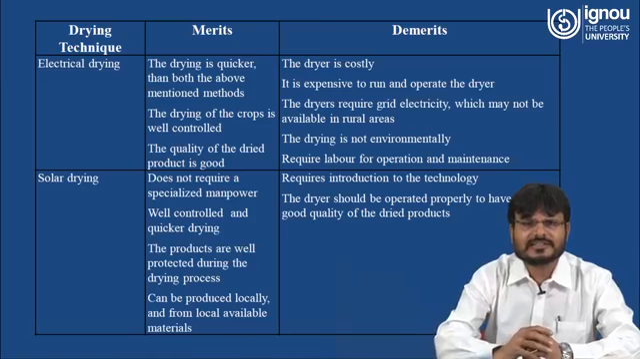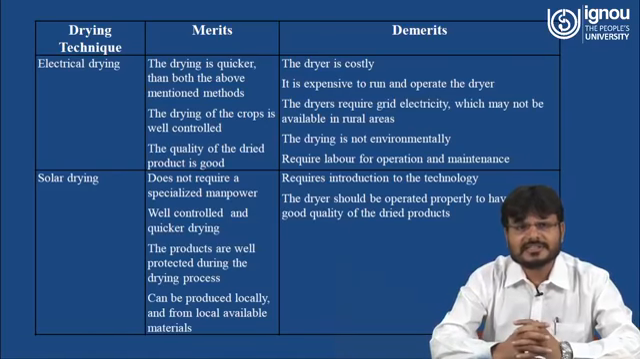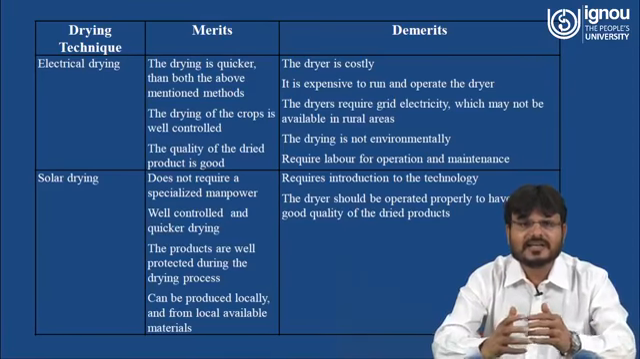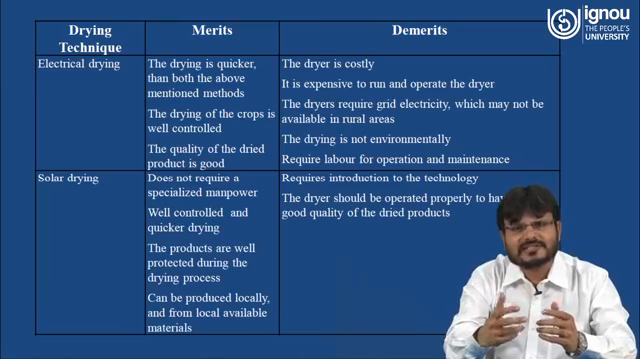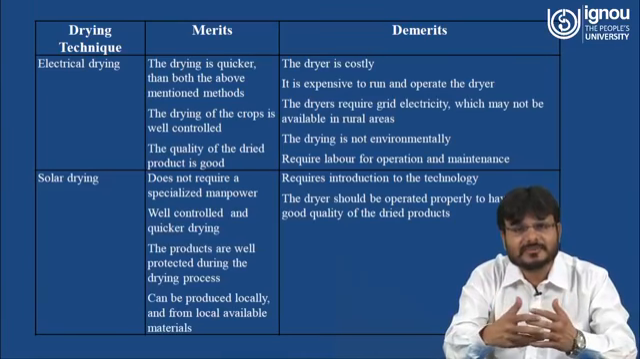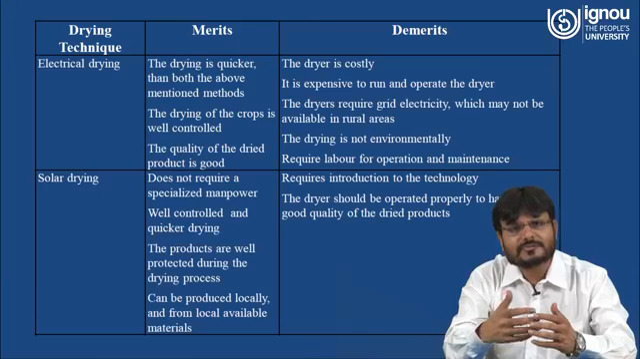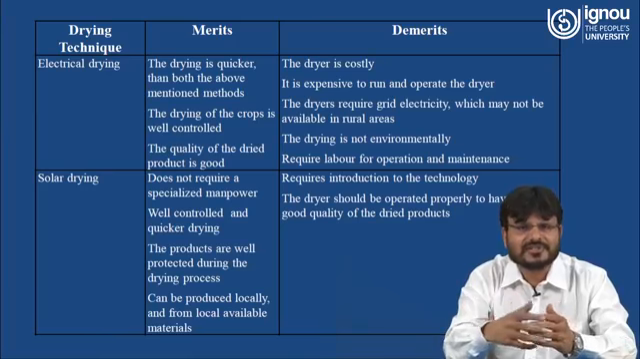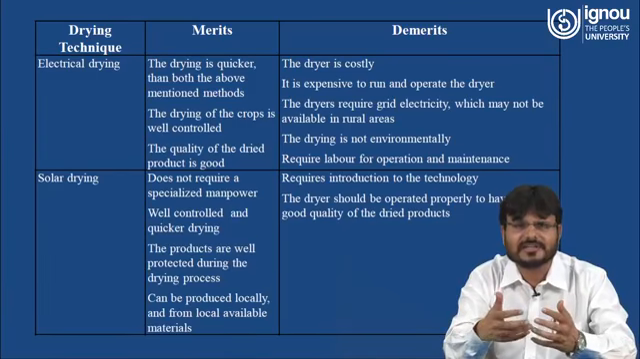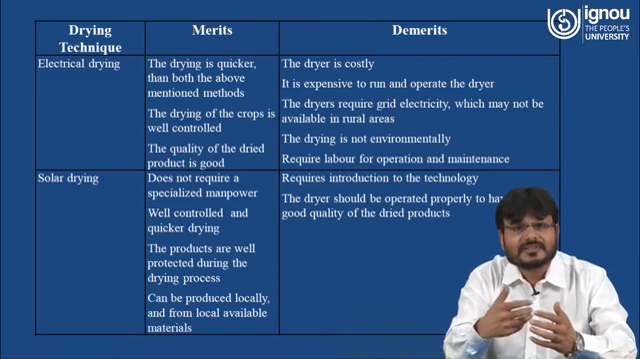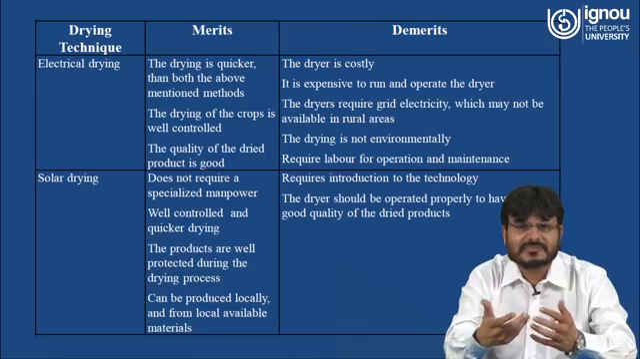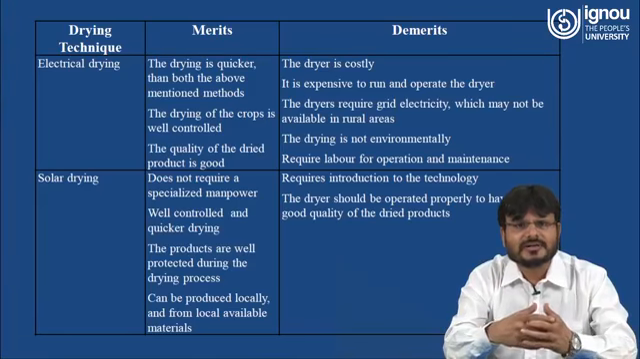Another one is electrical drying. As the name indicates, you have to operate electrical appliances, and that means you need electrical power from the conventional power plant. If you are using power from a conventional plant, then coal comes into the picture, and again there will be pollution and carbon dioxide emission. So this drying is basically quicker. This is a merit, no doubt about it, in comparison to the last two methods.